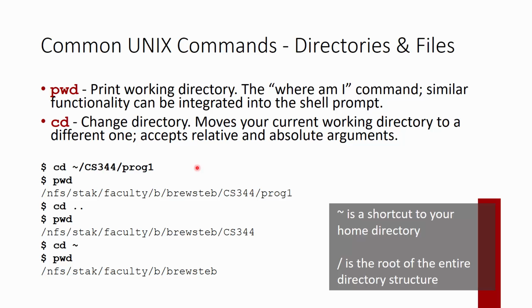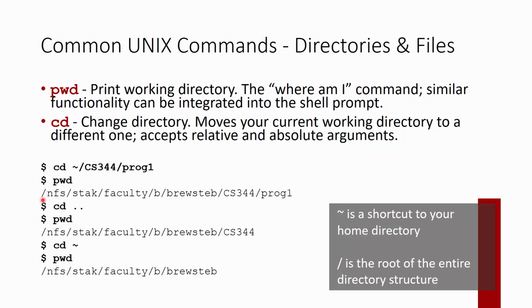It just gives me the next prompt. So I type pwd to say, okay, where am I now? And it tells me I am at /nfs/stack/faculty/b/brewsteb/cs344/program1, which is where I want to be, because all the rest of this, /nfs/stack/faculty/b/brewsteb, that is where my home directory is.